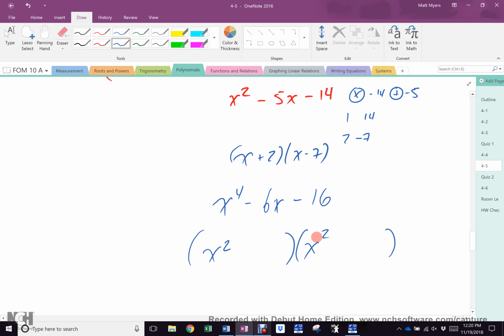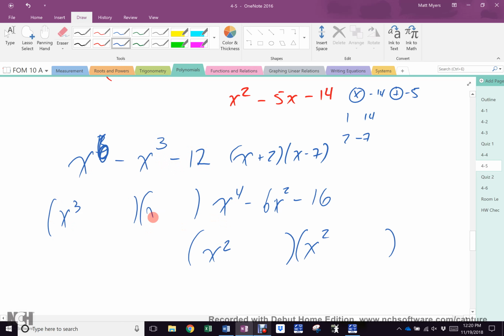Because x squared times x squared is x to the fourth. What if it was x to the third minus, that should be x squared, minus x to the sixth minus x to the third plus 12, no, not plus 12, minus 12. What would it be? Fourth became squared. What's sixth going to be?